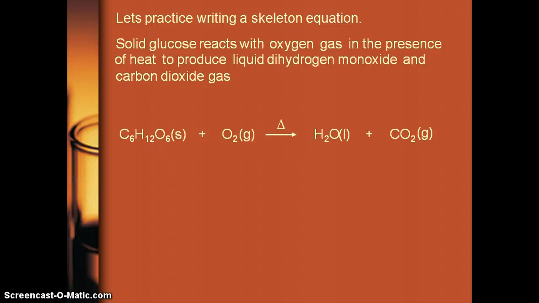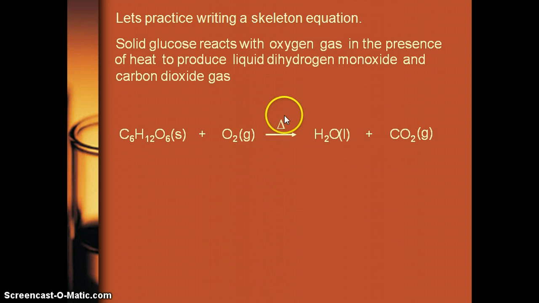That is how you write it. You should have noticed that every single word in this entire paragraph was somehow translated into something in this equation. Whether it is reacts with, which is this plus sign, the S is the solid, the C6H12O6 is the glucose. The reacts tells us that this is all on the left side of the equation.